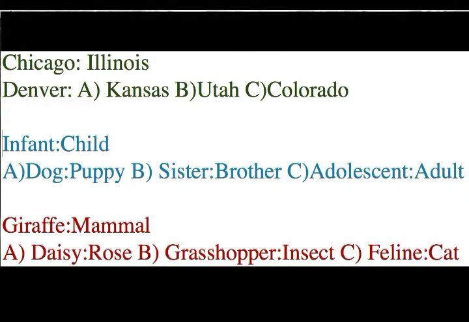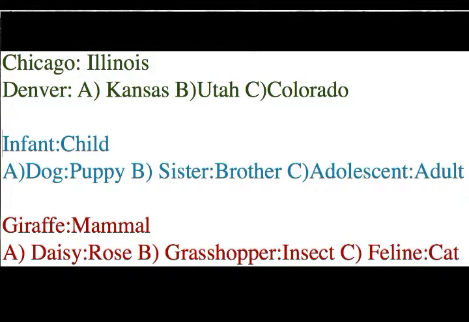Alright, the first one. Chicago is to Illinois as Denver is to... If you're thinking C, Colorado, you got it right. So let's look at the next one. It's a little bit more difficult. Infant is to child as dog is to puppy, sister is to brother, or adolescent is to adult. If you chose C, adolescent to adult, you are correct.